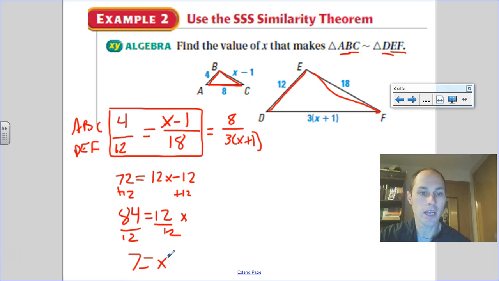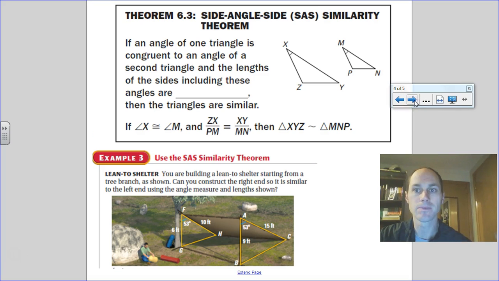And we can double check, see if that works out. 7 minus 1 is 6. Well, 6 out of 18 is 1/3. 4 out of 12 is 1/3. Let's compare it with this one also. 7 plus 1 is 8, times 3 is 24, so 8 to 24 is also a 1/3 ratio. So you just got to match up the corresponding sides and set up your proportion.